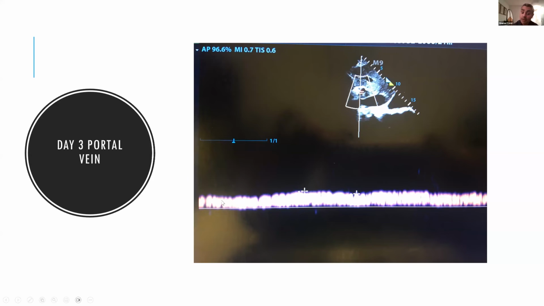So this is what a normal portal vein looks like. We were able to normalize it. And the IVC is still congested. You can see it's still big and congested, but the pulsatility is normal. So my hypothesis here is that you've probably decongested them.